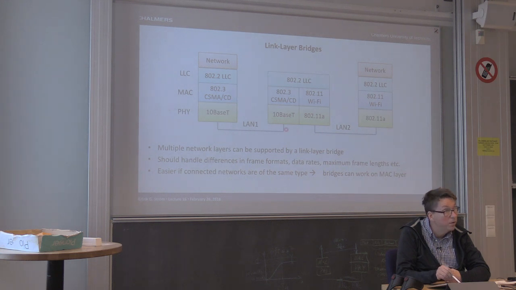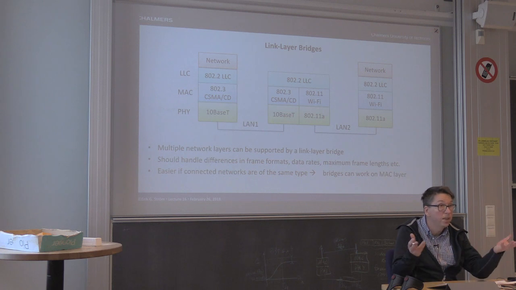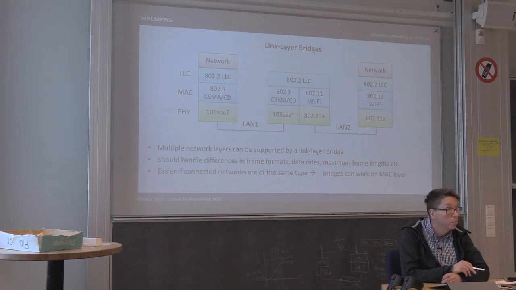it connects two different technologies with each other, two LANs. Right. So multiple network layers can be supported with this link layer bridge, and it can handle then differences in frame formats, data rates, maximum frame length, and so forth. So there's a bunch of processing that needs to be done here in a way.